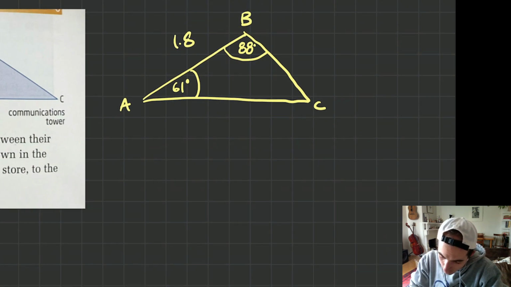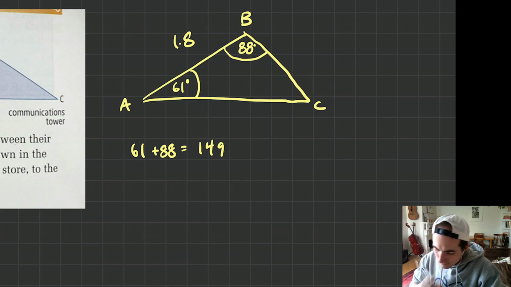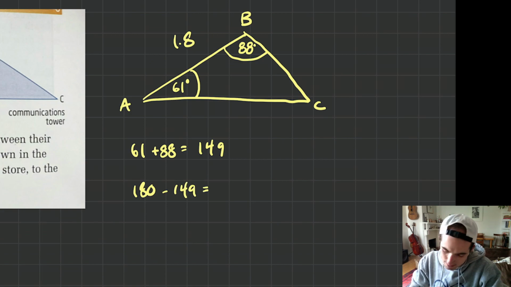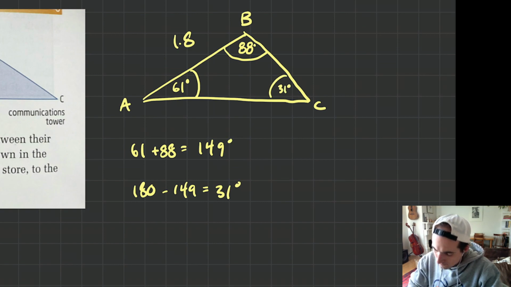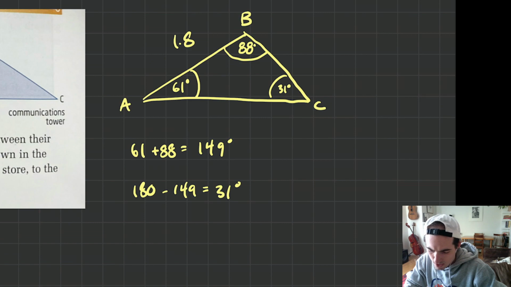So let's figure out what 61 plus 88 is. So 61 plus 88 is, what is that, 149, right? So 180 minus 149, that's equal to 31. So this is 31 degrees. Okay, so yeah, but there's no right angles in this triangle.